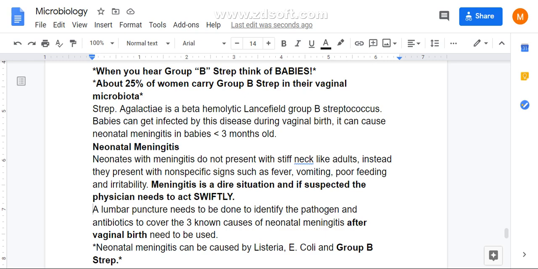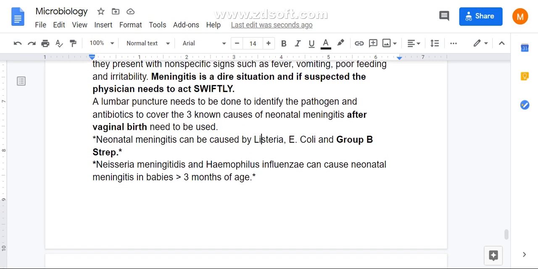These are specific to vaginal birth, right? I keep saying vaginal birth because it's very specific to vaginal birth. So the three bacteria that cause neonatal meningitis through vaginal birth are Listeria, E. coli, and group B strep. All these bacteria are located in the vagina and can cause neonatal meningitis. You can give the baby a bacterial infection.